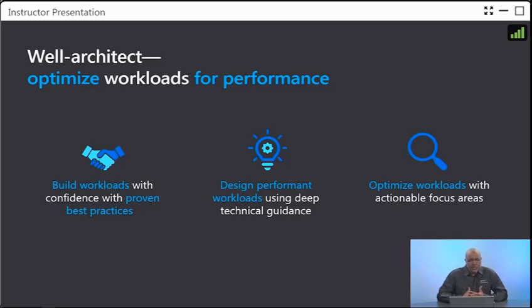So looking at building your workloads with confidence with proven best practices, the well-architected framework can help you with this. Design performing workloads using the deep technical guidance that the well-architected framework provides. Optimizing your workloads, giving you actionable steps that you can take to make sure you're running your workloads in an optimal fashion. Across the board, building optimized workloads is a shared responsibility between the cloud provider and the customer.